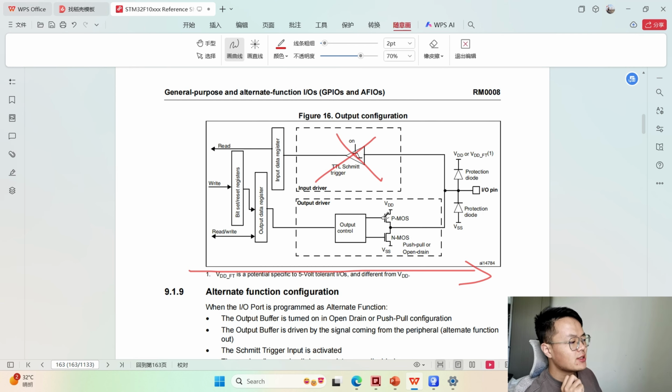And you can notice that there are two transistors here, PMOS and NMOS. If we use both of them, the output pin is connected to VDD and also connected to VSS. So we configure this pin as output push-pull mode. And if we don't use the PMOS, it means a high level is a high impedance state. So we configure this pin as output open drain.